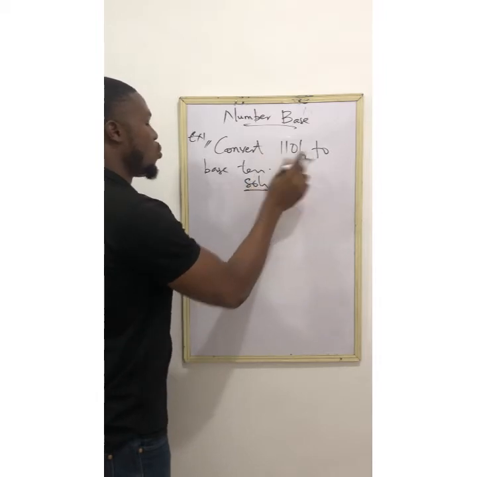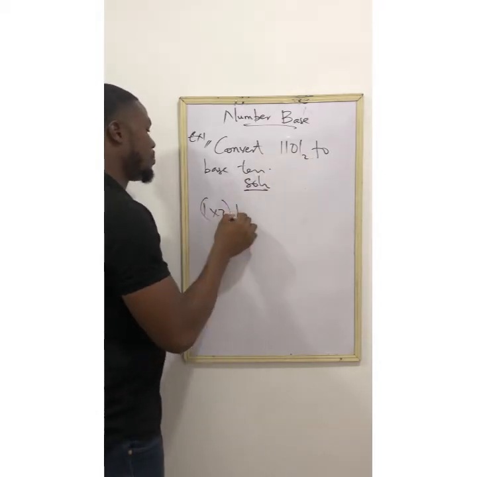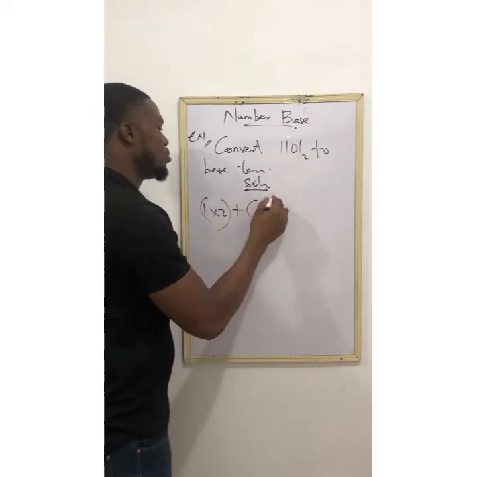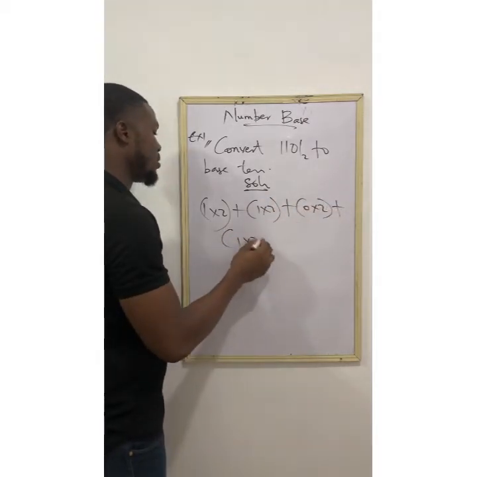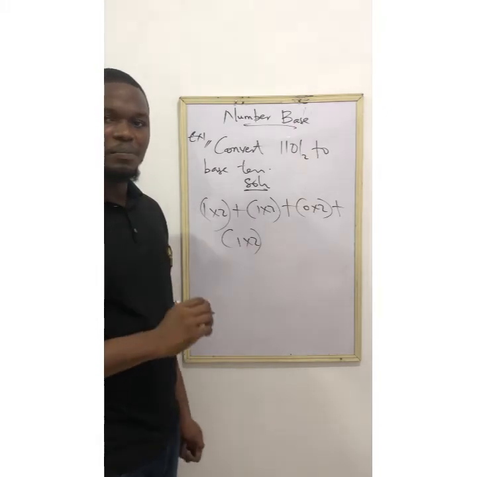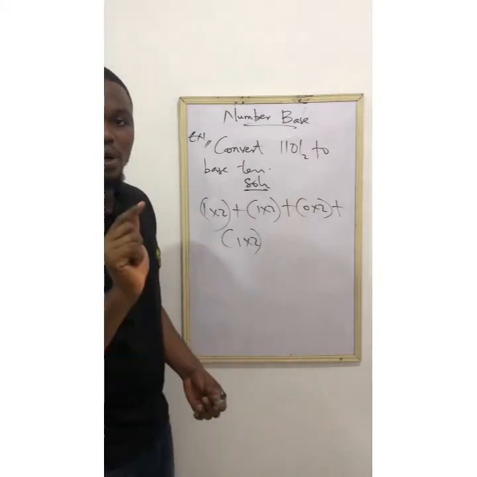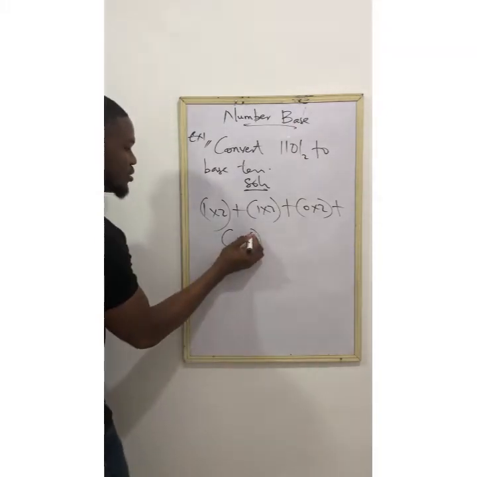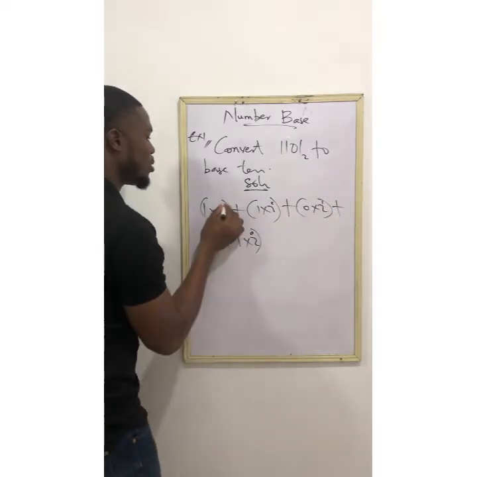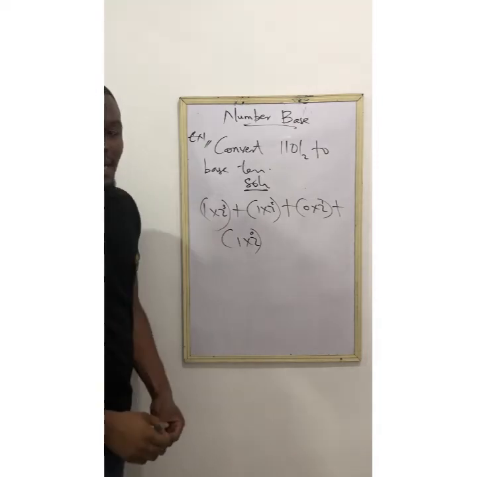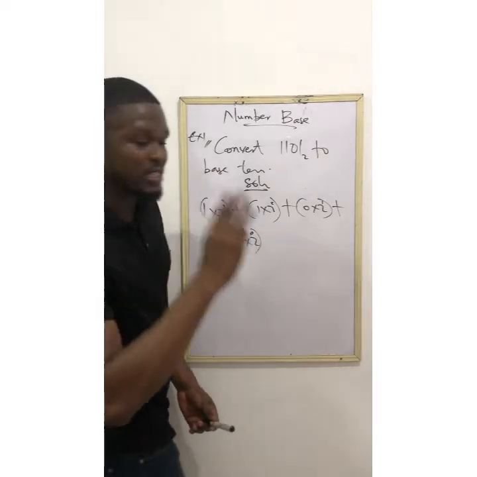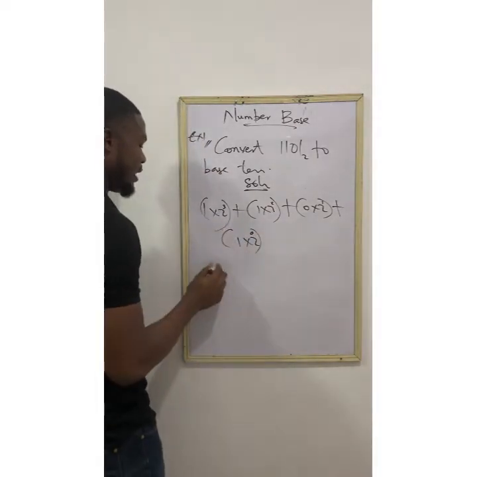So you say 1 times 2 plus 1 times 2 plus 0 times 2 plus 1 times 2. And then you give the base a power from the back in increasing order from 0, from the last one: 0, 1, 2, 3. Now, 2 raised to the power 3 is 2 times 2 times 2, 2 in 3 places multiplied. That's 8. 8 times 1 is 8.